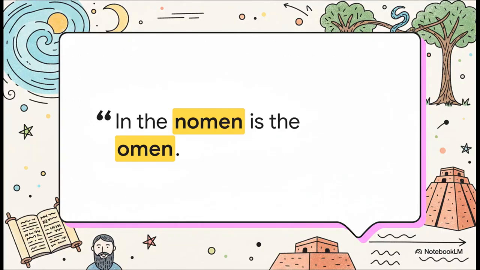There's a great little line from a scholar in the notes that sums it all up perfectly. In the nomen is the omen. In the name you find the destiny. And this idea is everywhere in Genesis, showing us that the authors wanted you to see a character's fate baked right into their identity from the very beginning.